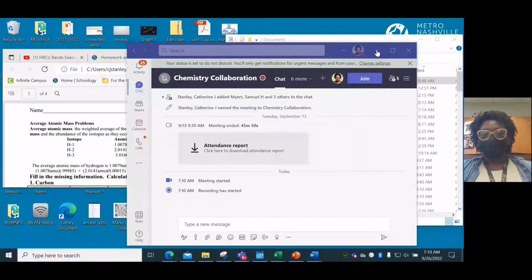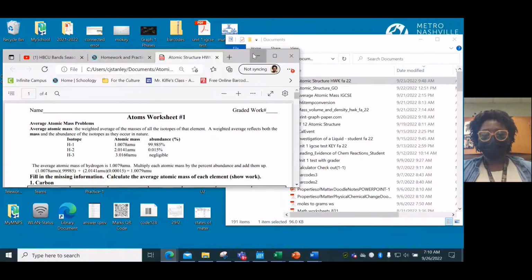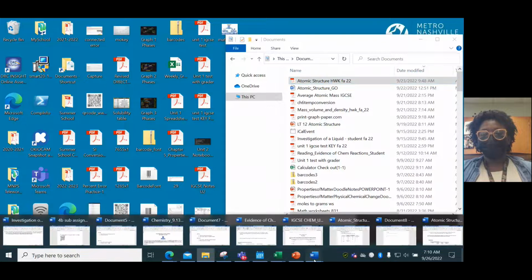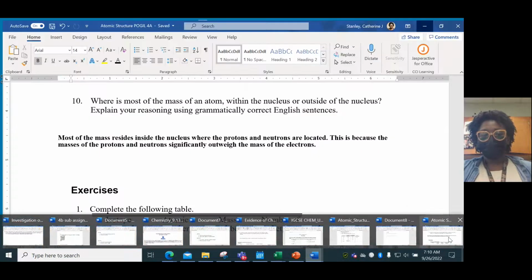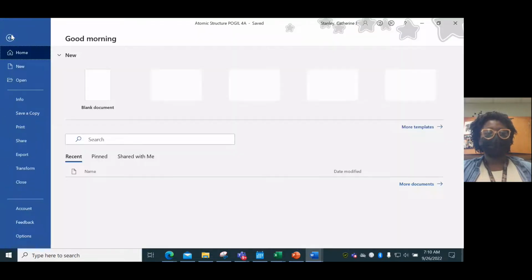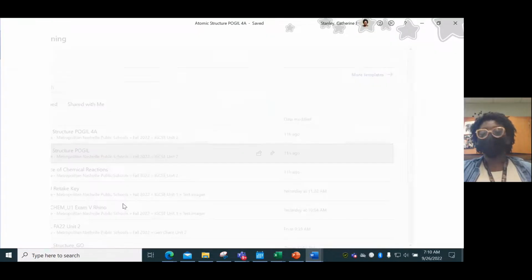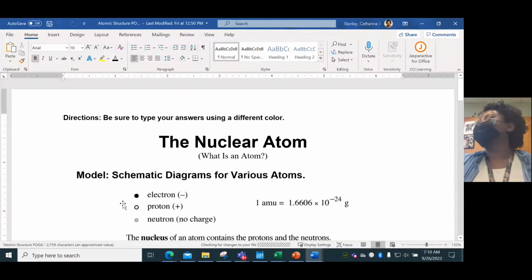All right, let's talk. Share my entire window, my entire screen. All right, here we go, kids. Today, we're going to start with your atomic structure worksheet. That is what we are starting with, your atomic structure POGIL. Go on Schoology.